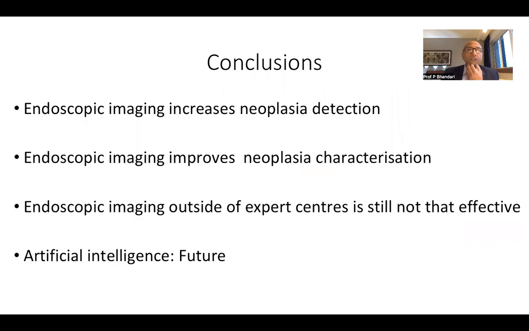So in conclusion, endoscopic imaging will increase your detection rate. It will help you improve your neoplasia characterization. And the big thing is that this standard imaging does not work as well outside of the expert centers as it works in the expert centers. And that's why I feel artificial intelligence will be the future, where it will standardize the outcome, whether it's expert or non-expert centers.